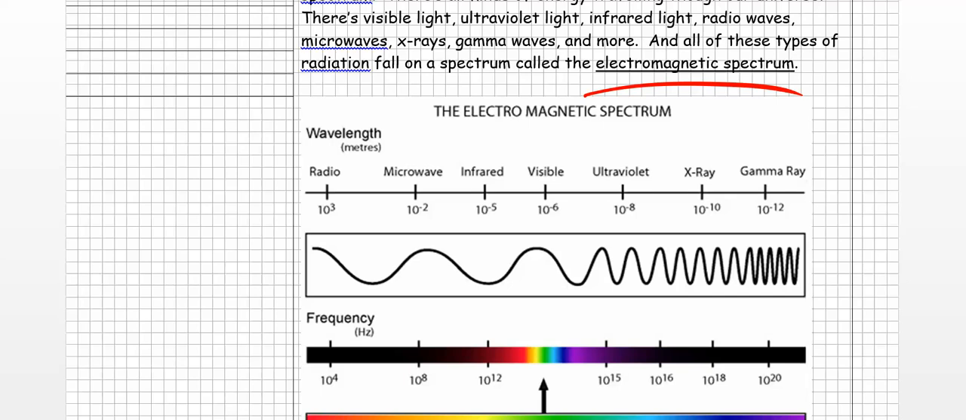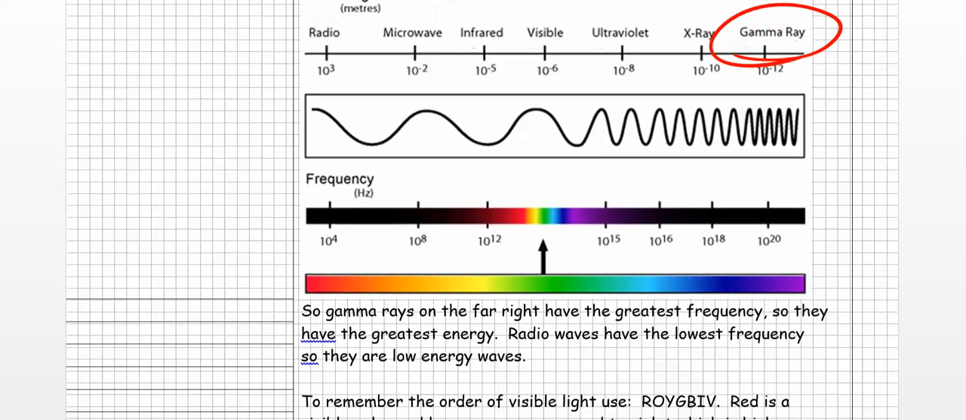So what are we doing to frequency? We're increasing the frequency. So what did Planck say about what happens when we increase the frequency? Well, energy was equal to Planck's constant times frequency. So if the frequency increases, the energy increases, which means gamma rays are high energy. Radio waves, on the other hand, are low energy waves.